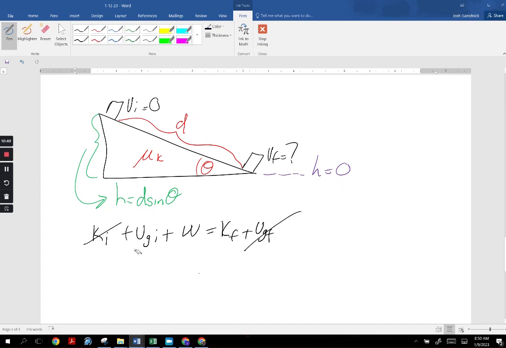So I'm just going to do a little math here. We have mgh, which is mgd sine theta, minus the work done by friction, which would be mu times the normal, which would be mg cosine theta on an incline. Don't lose the distance. And that's going to have a final result of 1/2 mv squared.